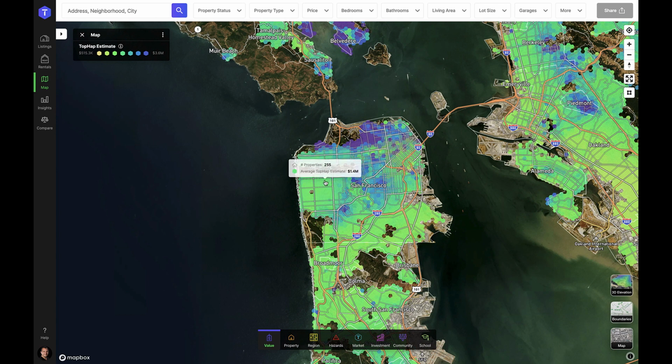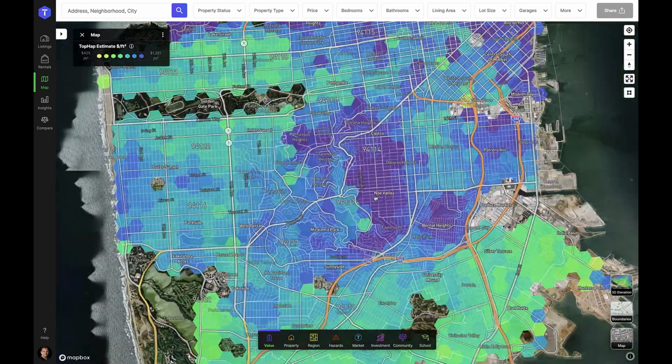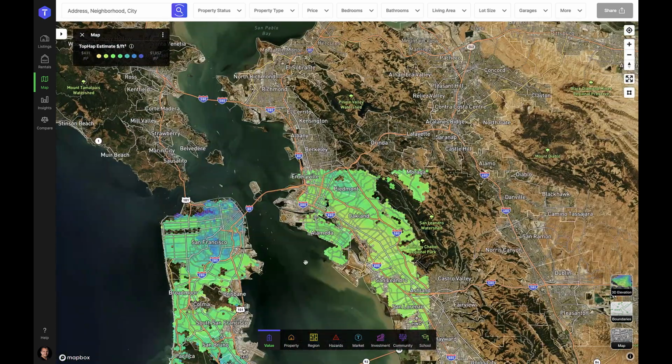As you can see, the darker colors represent higher home values. As you hover over the colors, you can see the tooltips with detailed information. Look how easy it is to see where the more expensive neighborhoods are and where the lower cost homes are in any given area. The TopHap Estimate Price per Square Foot layer allows you to better understand the price per square foot spread in any neighborhood or region. This layer is a great way to spot hot neighborhoods in any area.